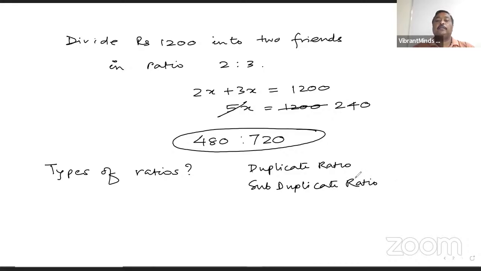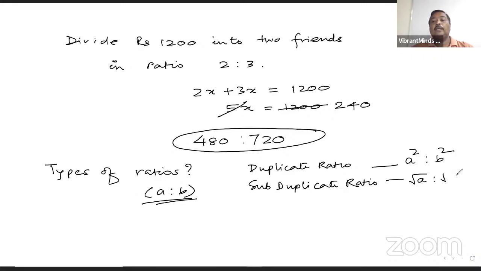What is duplicate ratio? Suppose if A is to B is the ratio, then duplicate ratio is A square is to B square. Okay. Sub-duplicate ratio is square root of A is to square root of B. Now we also write it as A to the power 1/2 is to B to the power 1/2.